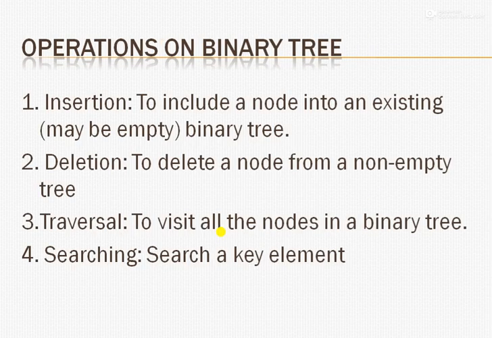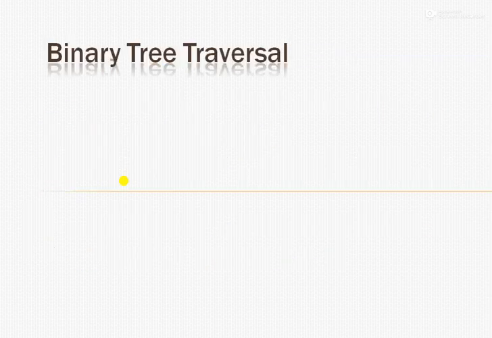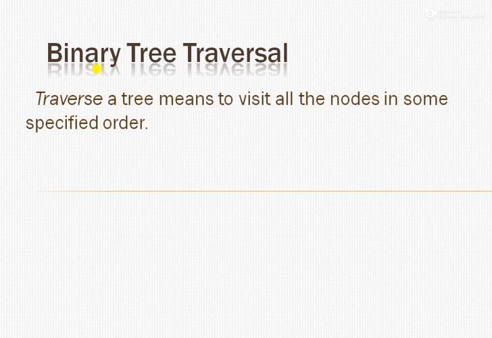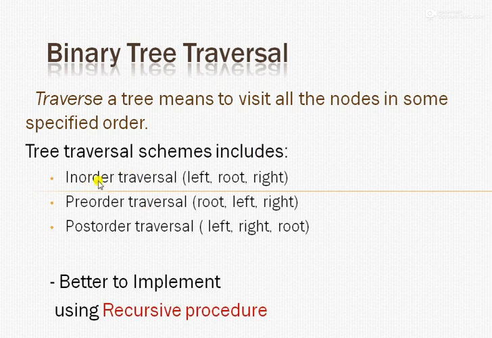Different operations can be performed on a binary tree, like insertion and deletion. Mainly I will focus on the traversal scheme, because insertion and deletion can be seen in the binary search tree also properly. So binary tree traversal means to traverse a tree, that is, to visit all the nodes in some specified order. In binary tree traversal, mainly we have 3 schemes: one is known as in-order traversal, one is pre-order, and one is post-order.